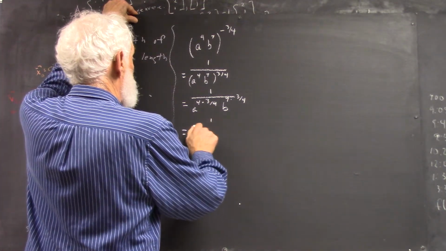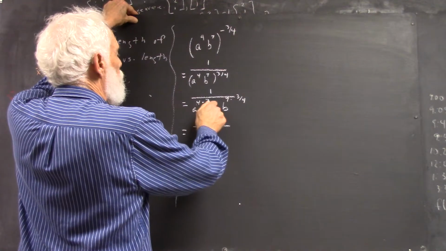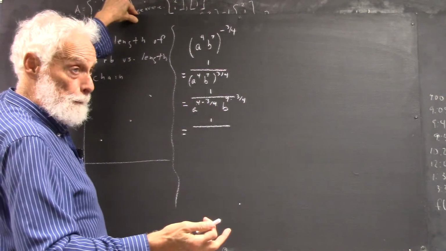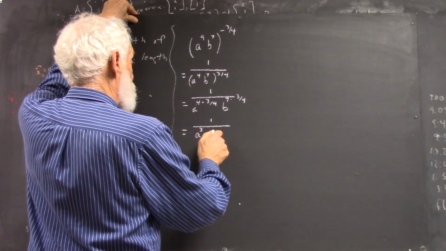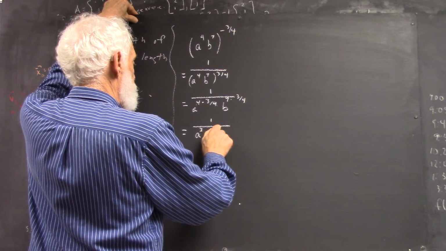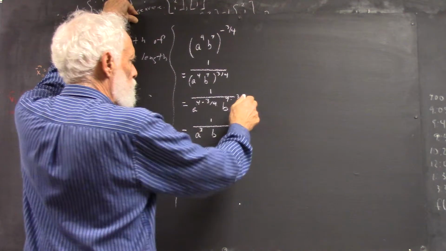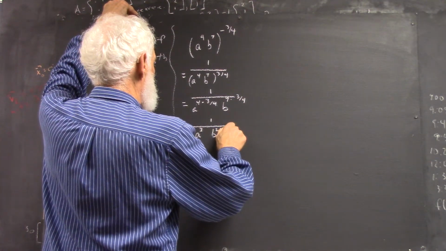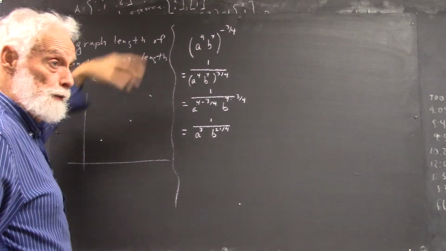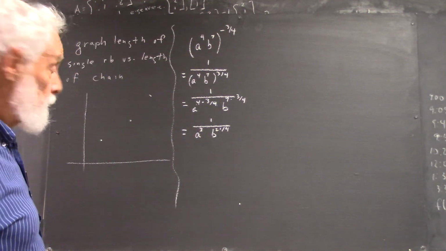So this would be 1 over, well, 4 times 3/4 is just 3, right? So that's a to the third. And this is b to the 7 times 3/4. Well, that's going to be 21/4. Whatever in the world b to the 21/4 is, that's what it is, right? Right. So there it is.